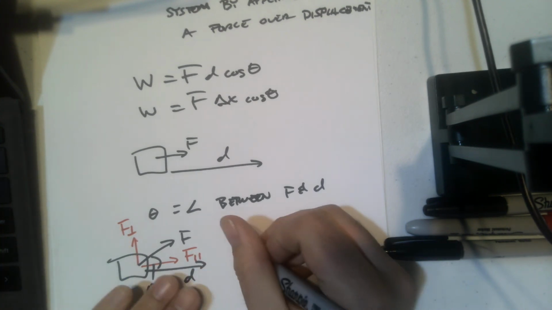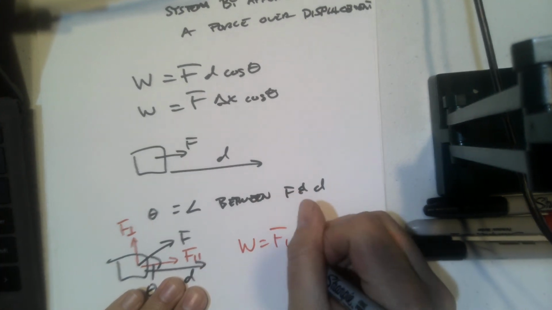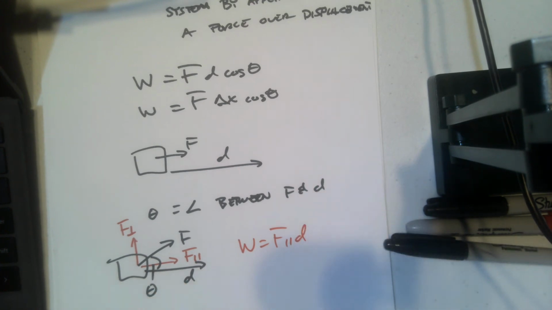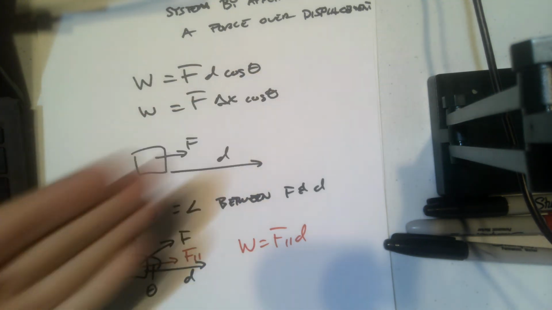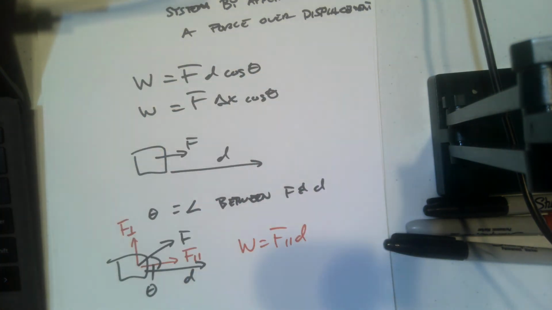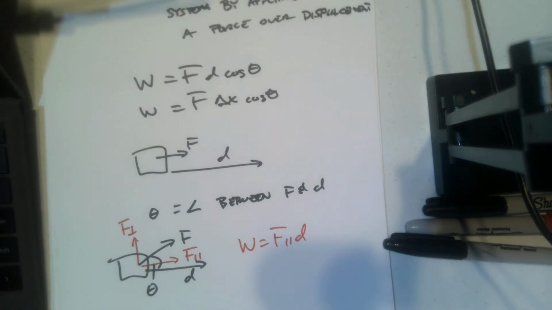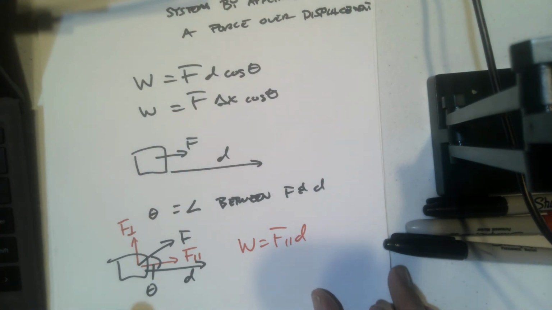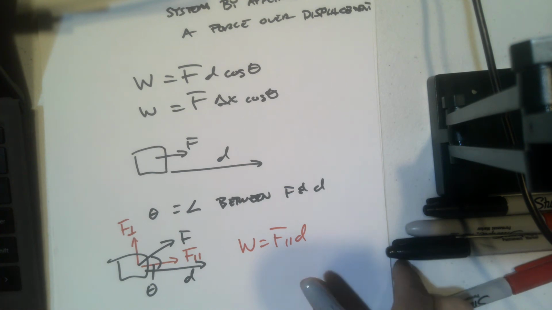So we could actually rewrite work as F parallel d or F parallel delta x if you want to, but the parallel component would always be given by F cosine theta. So you can use this or this, and it's stating the exact same thing. You can either be in components, or you could just work with the formula itself. It's entirely up to you. It's important to note that F and d don't always point in the same direction if they're parallel. We'll get into that after.